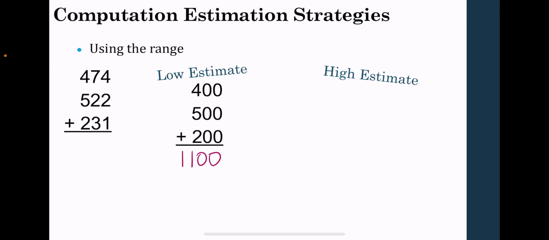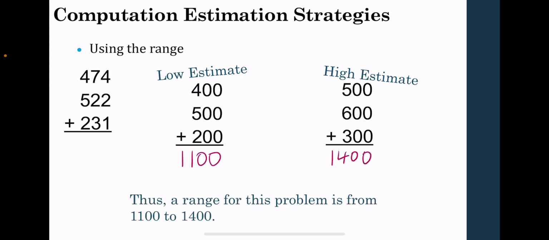So for our low end estimate, we're saying that's approximately 1,100. And then for our high estimate, you're going to round all of them up. So 474, round that to 500. 522, round that up to 600. And 231, round that up to 300. And then you add those together. 500 plus 600 is 1,100, plus 300 is 1,400. So we would say that for a range of answers for this problem, we know that the correct answer is somewhere within the range of 1,100 to 1,400.